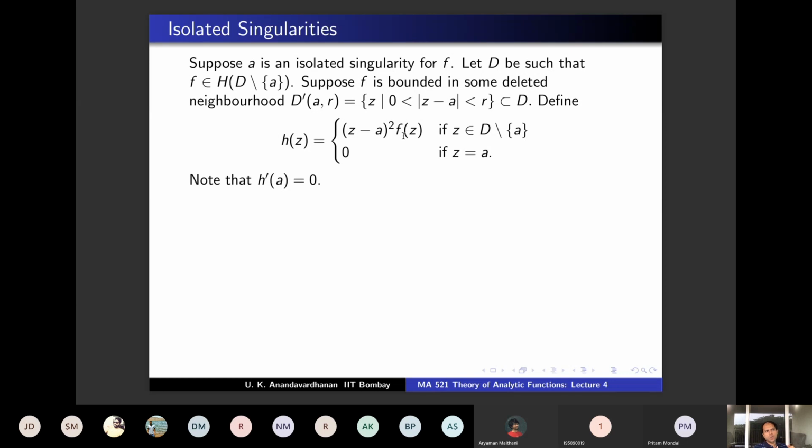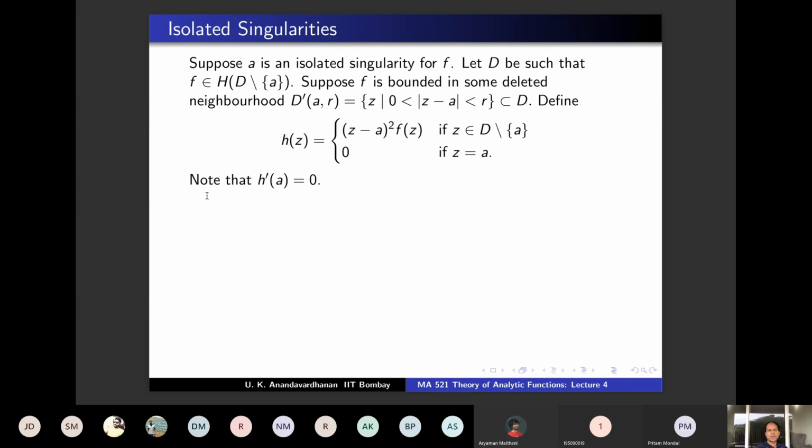Because limit z going to a of z minus a is 0, and limit z going to a of f(z) is some finite quantity because of this boundedness assumption, the limit turns out to be 0. It will be limit z going to a of (z minus a) times f(z). f(z) is bounded near a and therefore the limit is 0. So h prime a is 0.